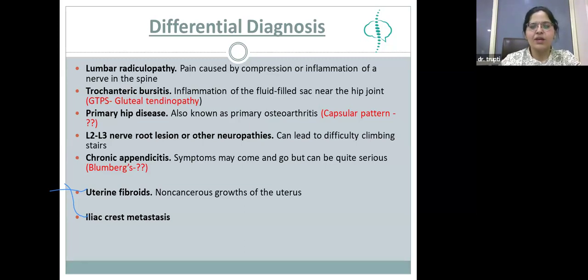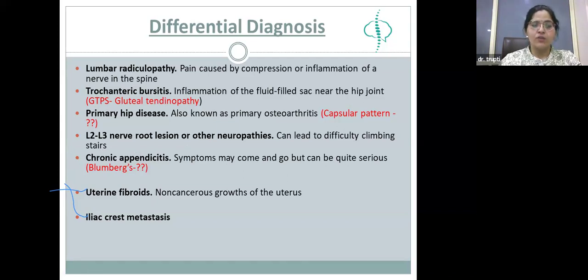Lumbar radiculopathy, as we discussed, we have to do some motor testing. We have to check the segmental mobility. Then PA spring test, we can check. We can do neural testing. We have to rule it out. For trochanteric bursitis, we have to rule out GTPS and gluteal tendinopathies. For the hip, you have to rule out if there is hip osteoarthritis. You have to check for the capsular pattern. If the hip is showing the capsular pattern, it is OA.